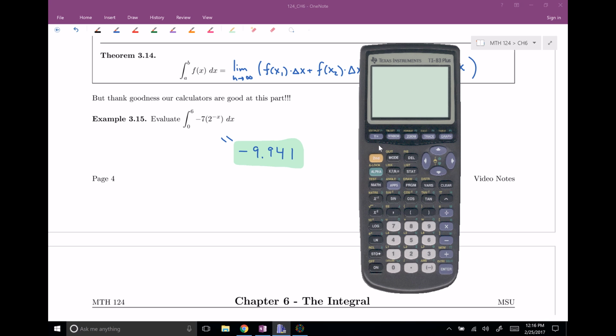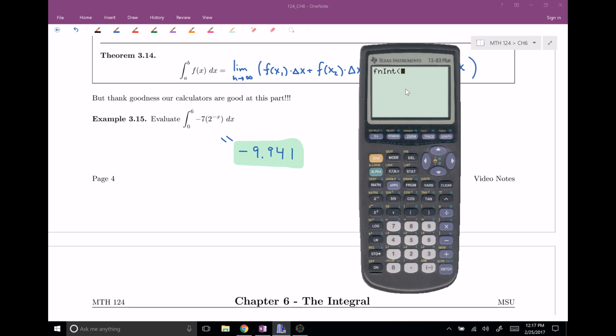And so let's go back to the home page, and I'd like to go under math, right? So under math? There we go. For some reason I must have had the second on. So yeah, under math, if we go down a little bit, there we go, fnInt. fnInt, again, is the integral. It's a definite integral. And so let me show you how to use this.